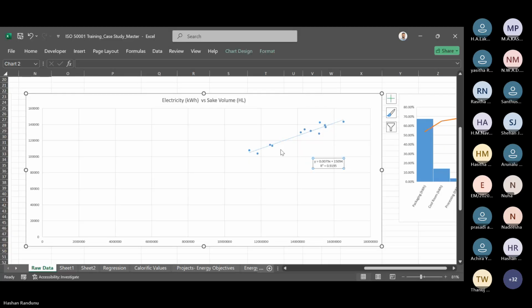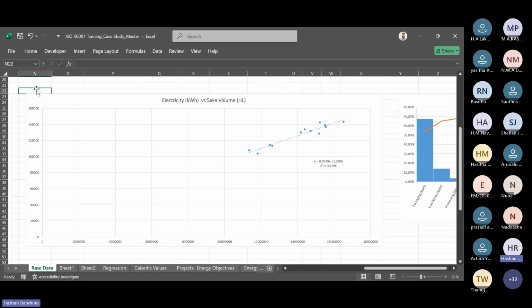So in this case study, I explained how to do normalization for one energy variable. If you have more energy variables, you can use the same method, but the input for X can be several energy variables.